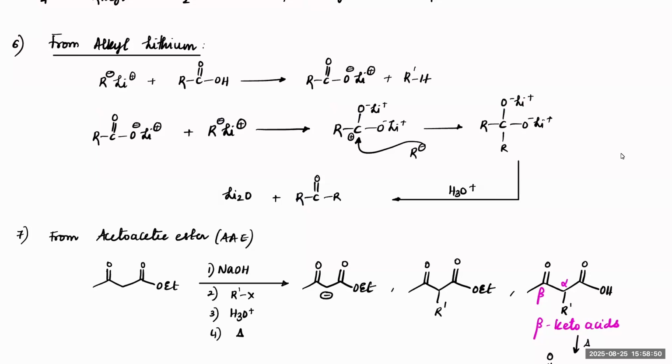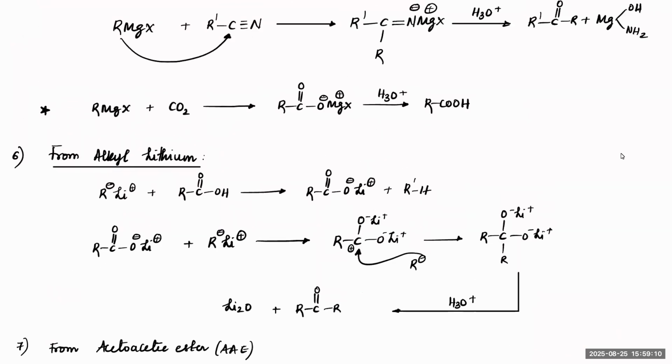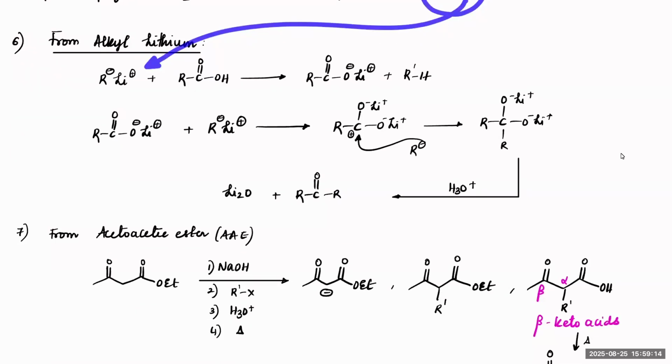So if you take any acid derivative, whether you take acid, ester, or acid chloride, alkyl lithium will only give you ketones. So this is an important reaction, how you get it from alkyl lithium. That means even if you take this acid and then react with this RLi, you should be able to end up with this ketone.